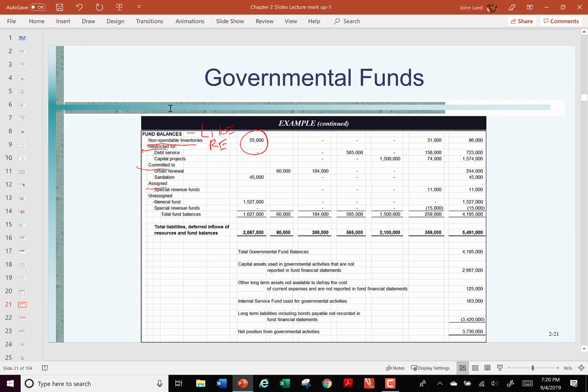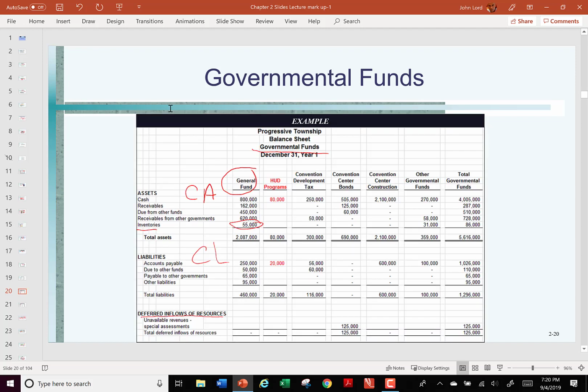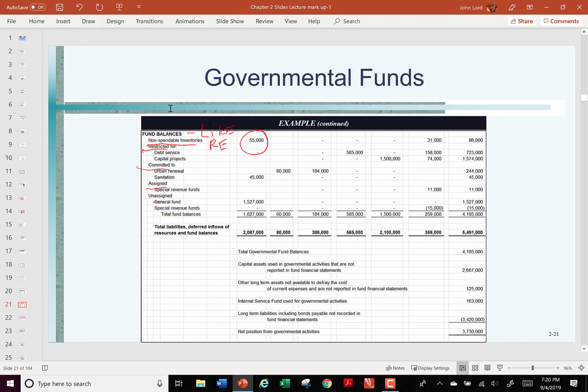Okay, now, notice we have our total fund balance here is $4,195,000 for all of my governmental funds. Notice my governmental funds are my general fund, my special revenue fund, etc., going across the top. And then we have the totals, and we have the total for all of my governmental funds, don't we? $4,195,000. And then we report the total of the governmental funds, $4,195,000. You can see that number comes down, and it comes down into the reconciliation.